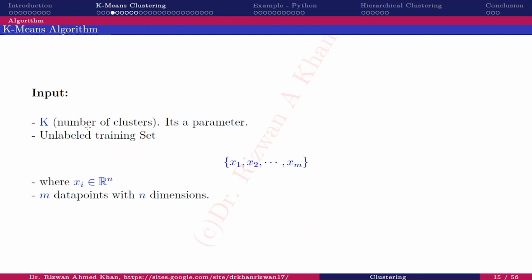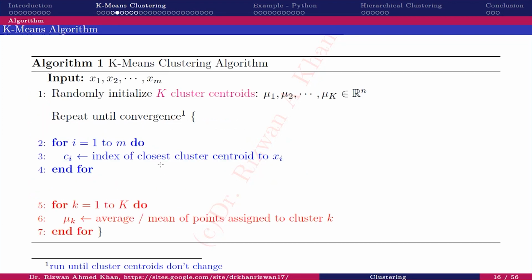So we are given input. We know k, the number of clusters. This is a hyperparameter to the algorithm, the number of clusters. And we are given an unlabeled data set. We don't have labels, we don't have yi or y1, y2 corresponding to x1 or x2. We have only an unlabeled data set. And xi belongs to n dimensions, so n is the number of dimensions in the feature vector. And we have m data points, so m data points of n dimensions. This is what we are given, right?